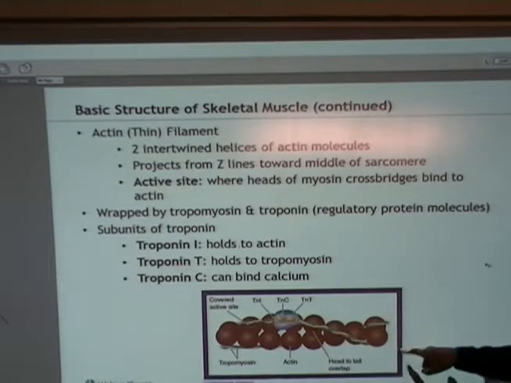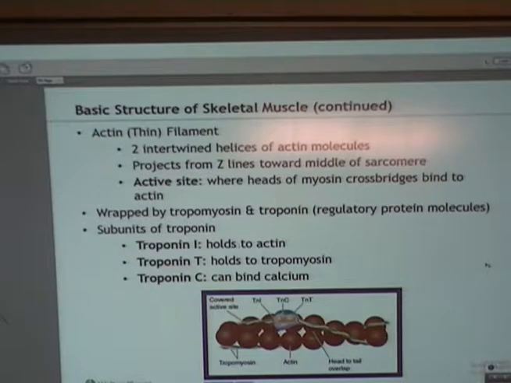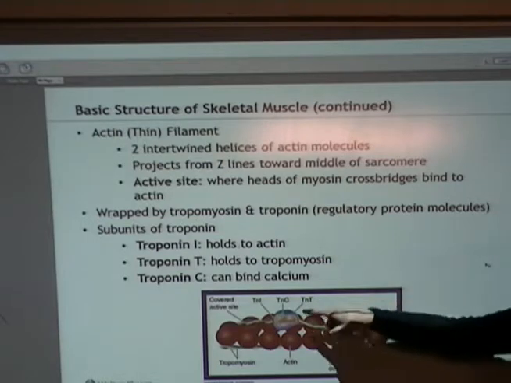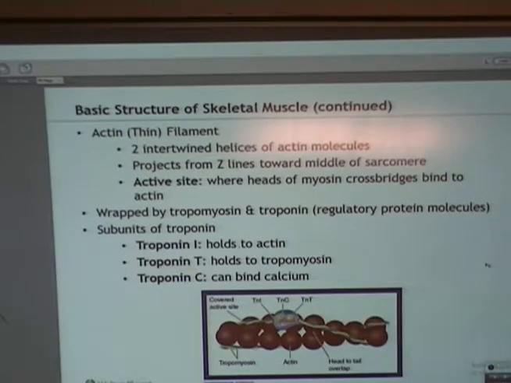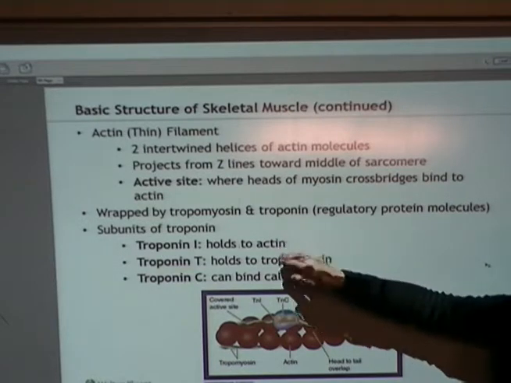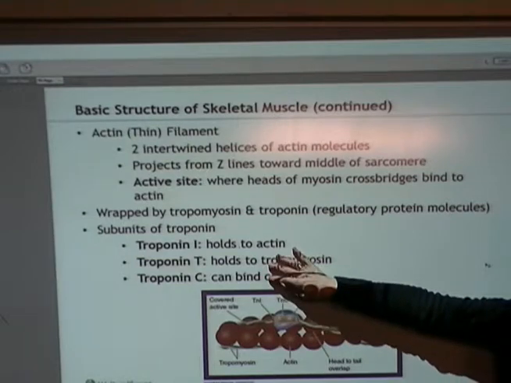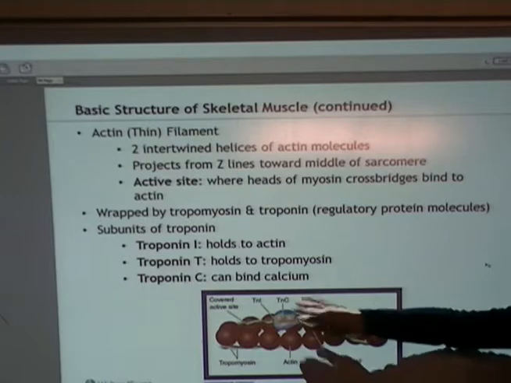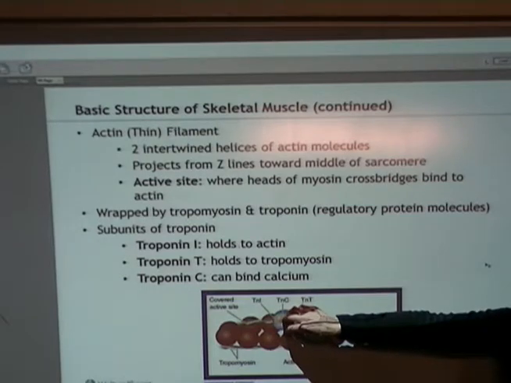Tropomyosin wraps kind of around the twist of actin, and troponin sits kind of on the top there. Don't worry about the 3 different types of troponin, too much info, all right? They act as a complex, so we're just going to talk about troponin.